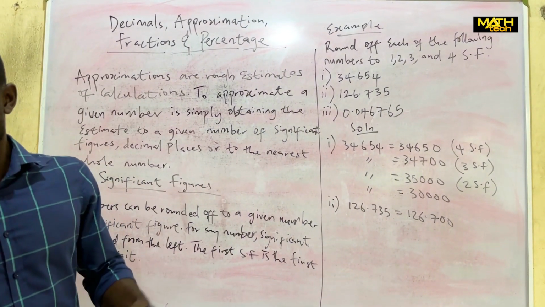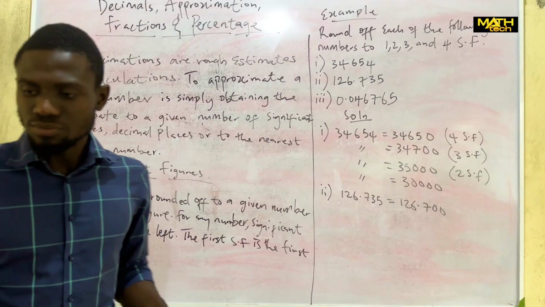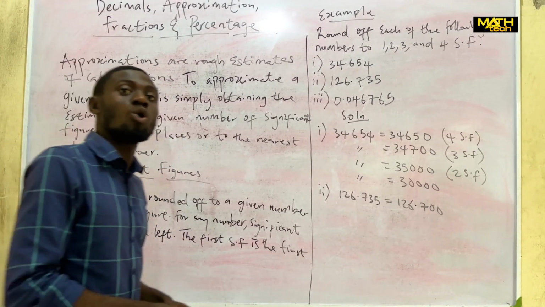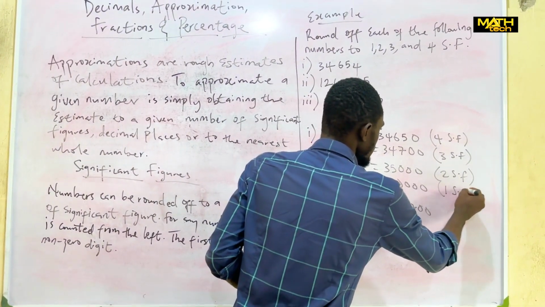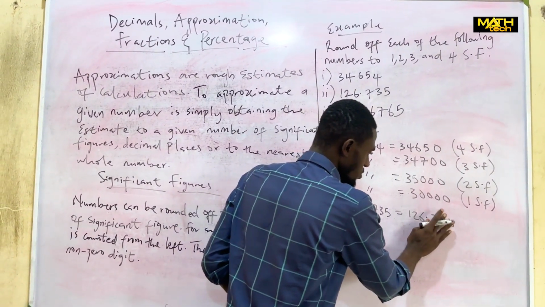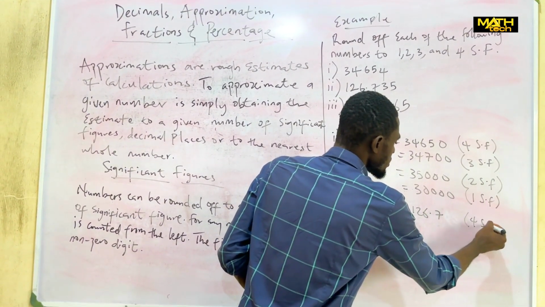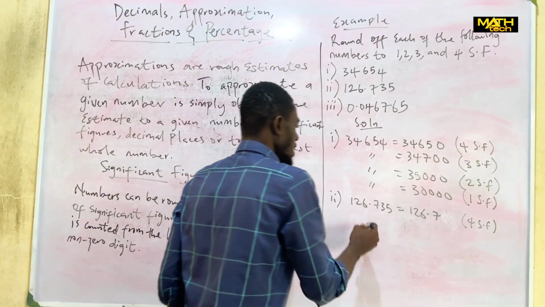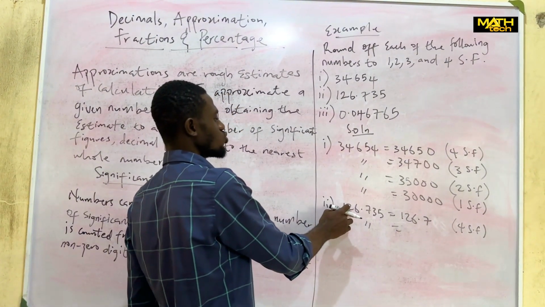So we can leave it there and say 126,700, or we say 126.7. So this is one significant figure. You can see we clean off the 0 and leave it to be 7. And this is our 4 significant figure. And for 3 significant figure, we have it to be 1, 2, 3.